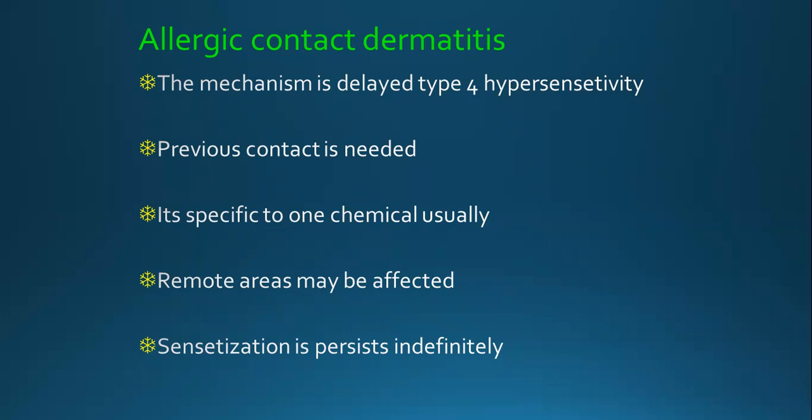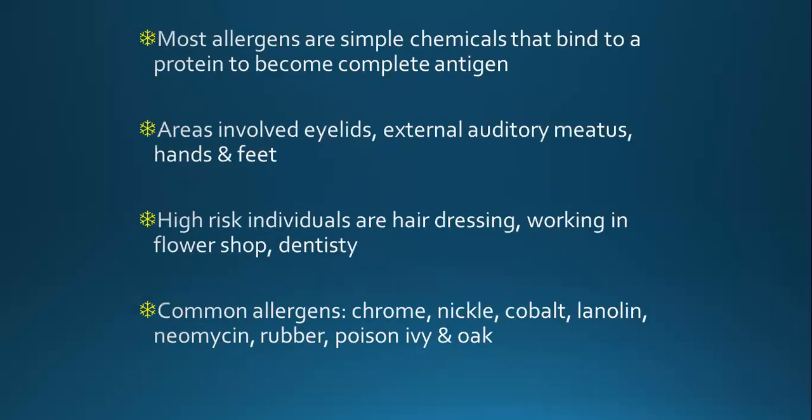It needs previous contact. It needs memory cells to be formed. But once sensitization is there, repeated exposure to the same allergen, even in a lesser quantity, is going to produce a reaction. Most allergens are simple chemicals that, when bound to protein, become complete antigens. Areas involved are eyelids, external auditory meatus, hands, feet, depending on which area of contact is present.